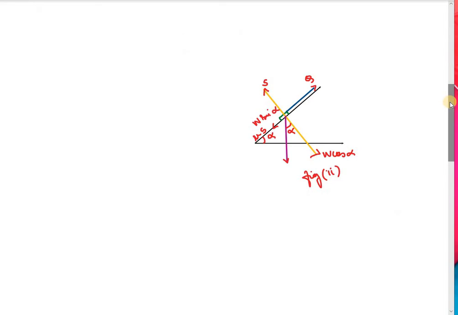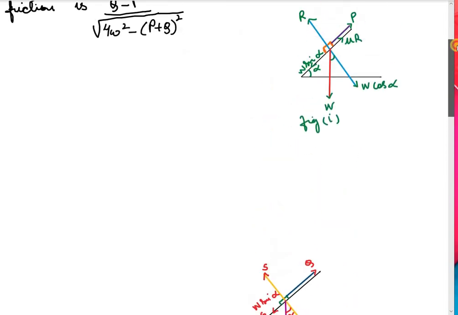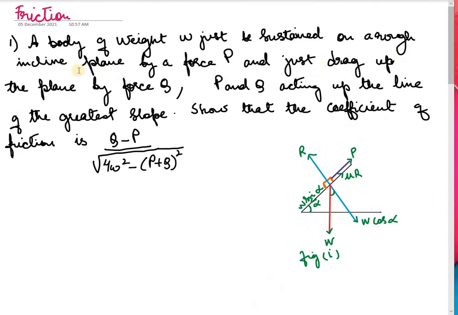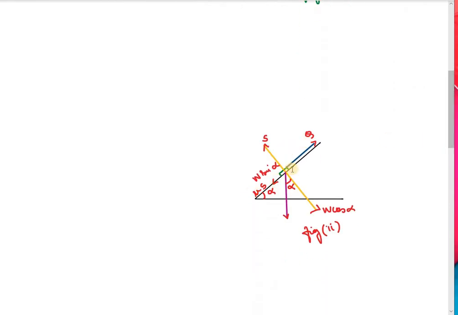Case 2 here: the body is just dragged up the plane by a force Q. This force Q is pulling the body upward. In that case, the force of friction which opposes the motion of the body, that is mu S, where S is the normal reaction, will act downward. Again, the same thing, W here is the weight of the body.